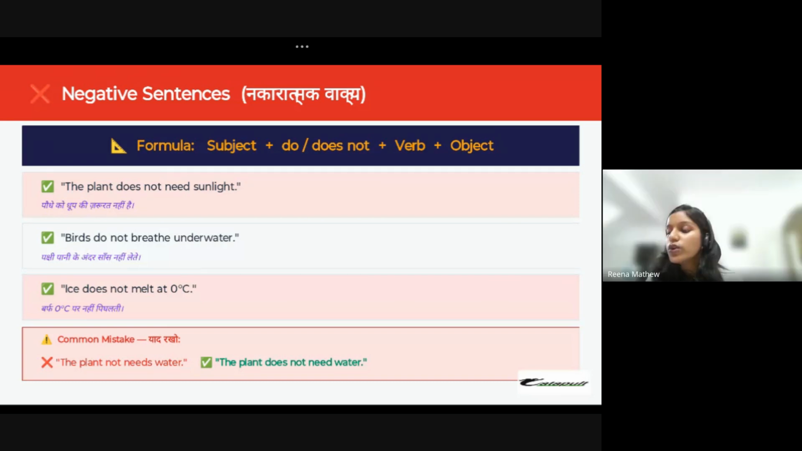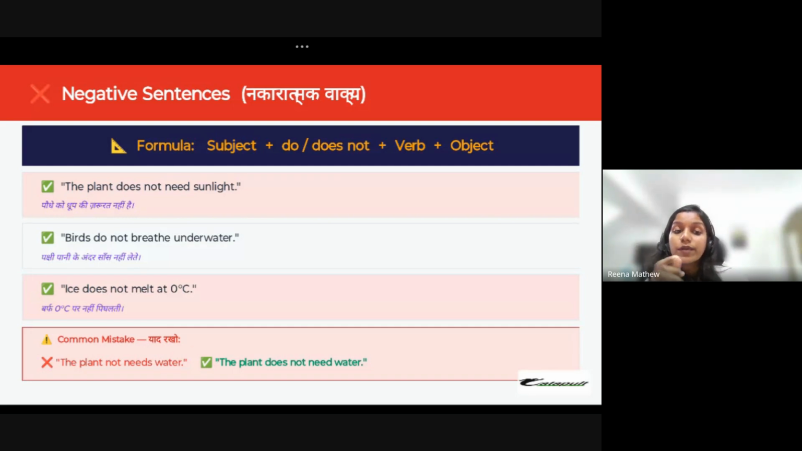Look at this example. The plant does not need sunlight. पौधे को धूप की जरूरत नहीं है. In the second sentence, birds do not breathe under water. पक्षी पानी के अंदर सांस नहीं लेते. Then you see, ice does not melt at 0 degrees Celsius. So that is the formula.